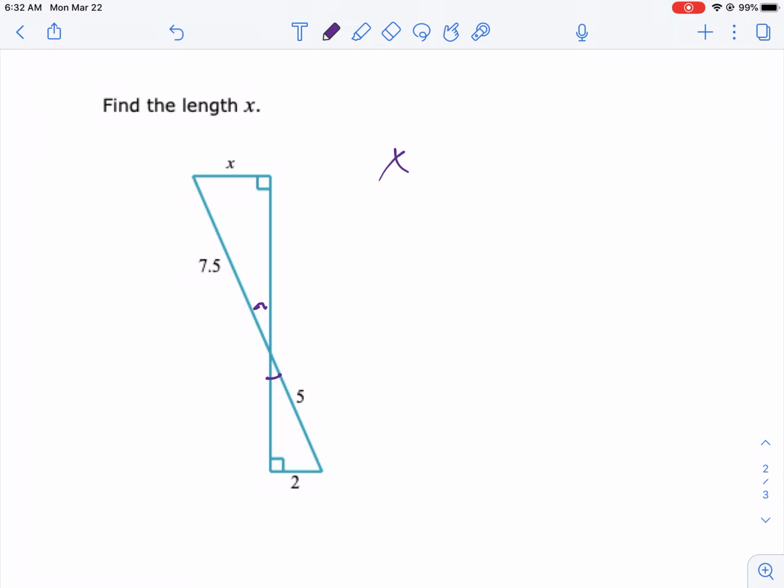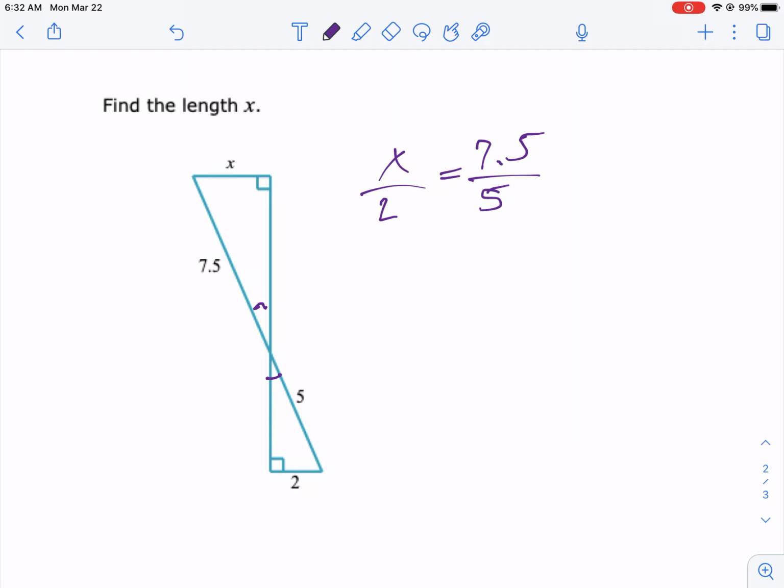X in the top triangle, what does that correspond to? We got a couple different choices, but I think the easiest one is to find x is the leg of the top triangle. Let's compare that to the leg of the bottom triangle. So x is to 2. I'll go back to the top triangle. 7.5 is my hypotenuse, and 5 is the hypotenuse in the triangle on the bottom.